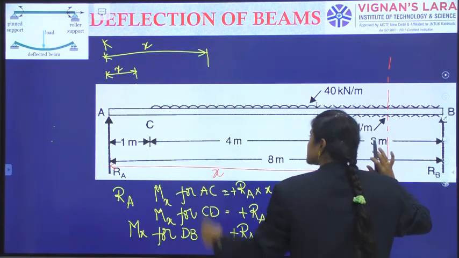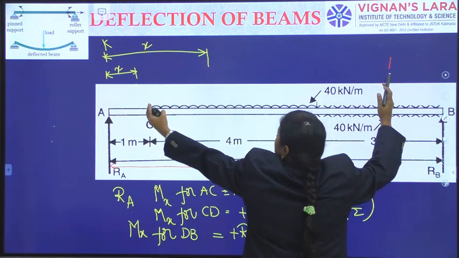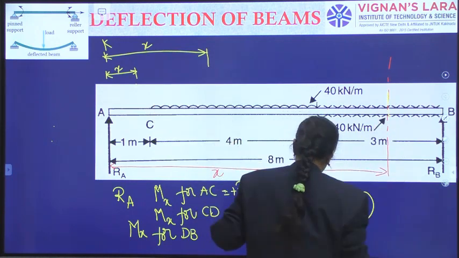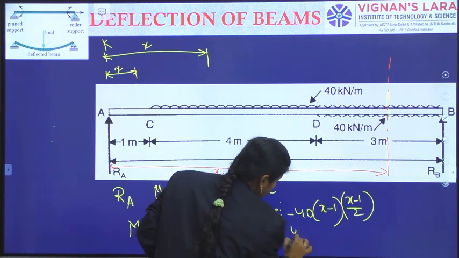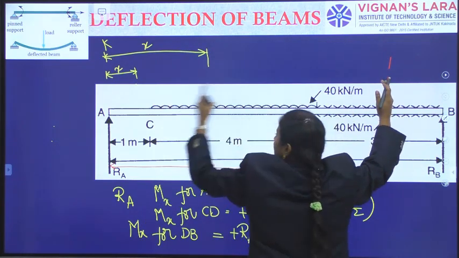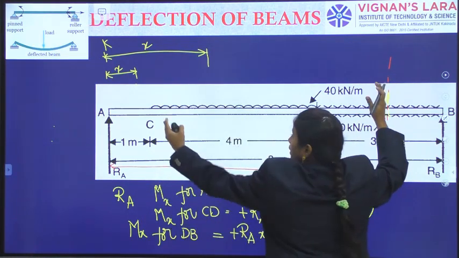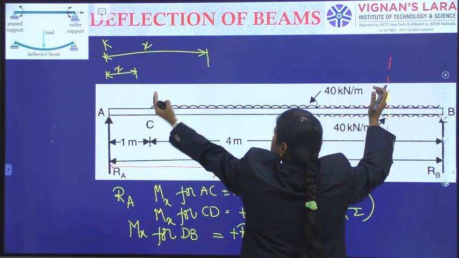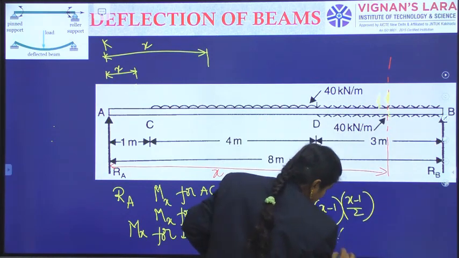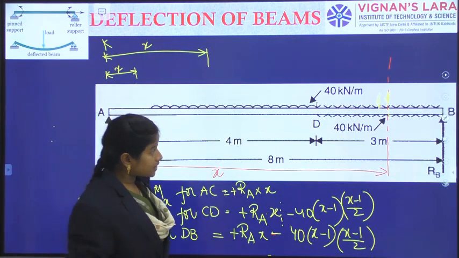And then it is involving a UDL of how much length? A downward UDL of intensity 40, up to this level. And how much length is it spread? Overall x minus 1, that's why x minus 1 it is spread. And where will it act? Out of this x minus 1, at the center it will act. The remaining perpendicular distance I have to write is x minus 1 by 2. That was the term only for the downward UDL.